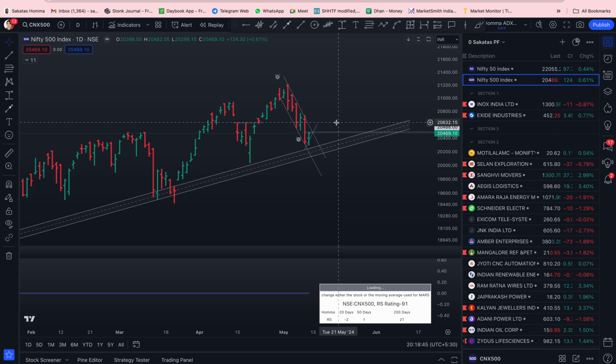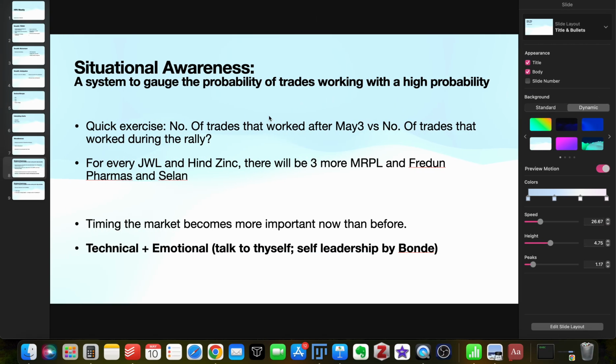PBC stands for pullback confirmation trades, right? And as we move up and up and up, the probability decreases and decreases. Okay, so that is true. And I want everyone to go back and see it for yourself.